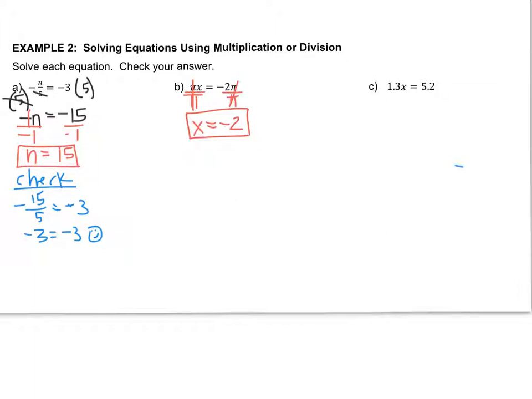So let's just check. So pi times negative 2, and I'm using the parentheses instead of the x because then it looks like another variable. So pi times negative 2 equals negative 2 pi. Obviously that's correct because they mean the exact same thing, right? The order doesn't matter.